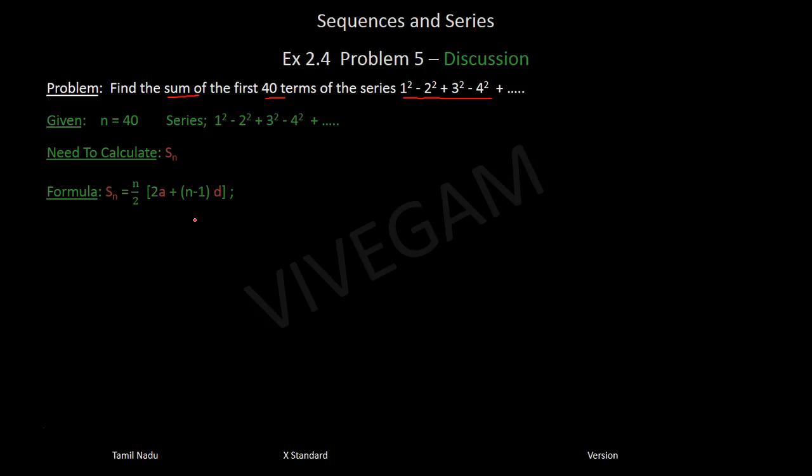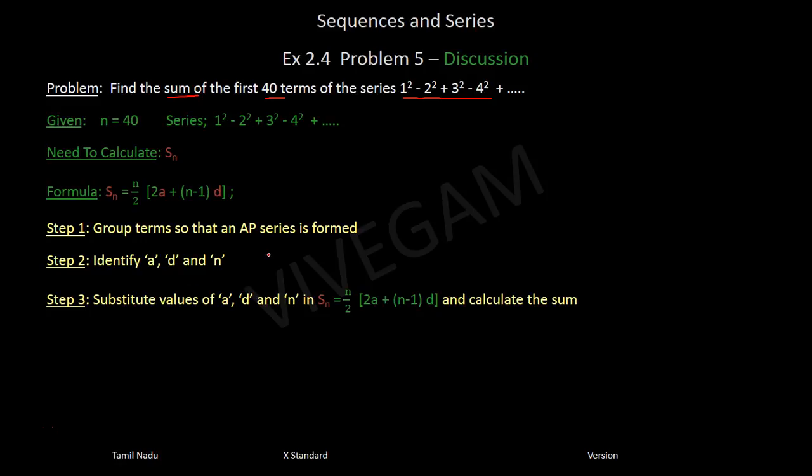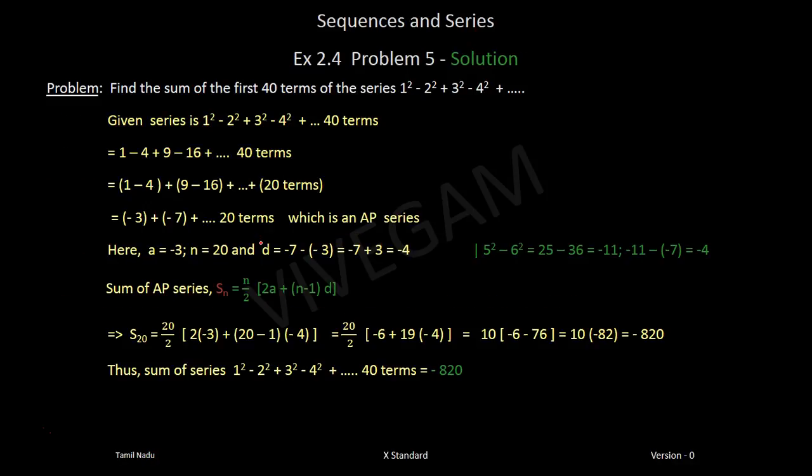So let's write the steps. Group the terms so that an AP series is formed. We'll have to do some work on these terms to make it an AP series. Then you have to identify a, d and n, the first term, the common difference, and n. Then you substitute all those values here and get the value of Sn. So the first step is to group the terms to form an AP series. I can show that in the solution. So let's get into the solution.